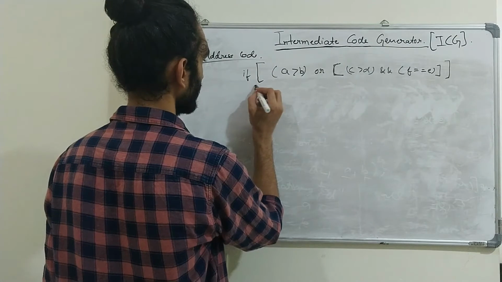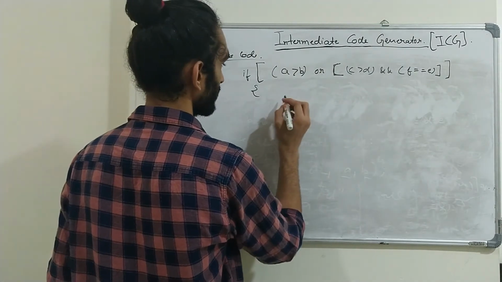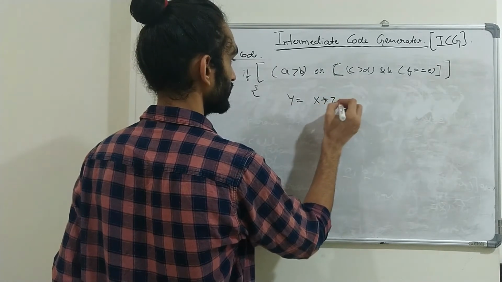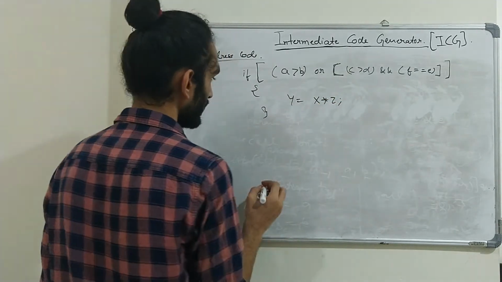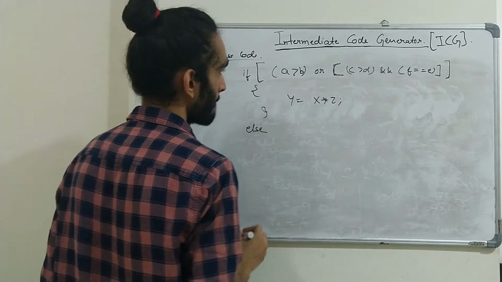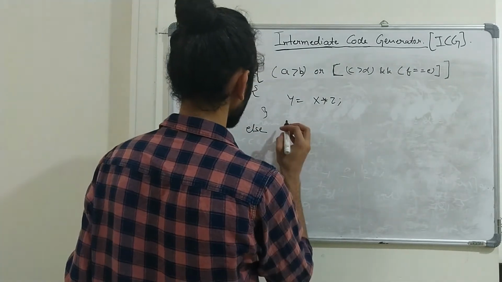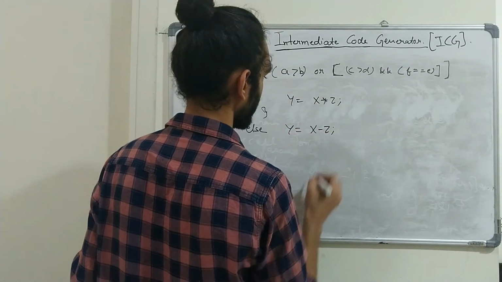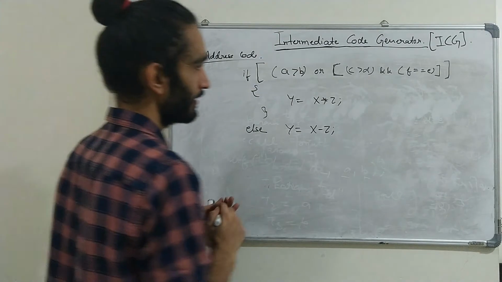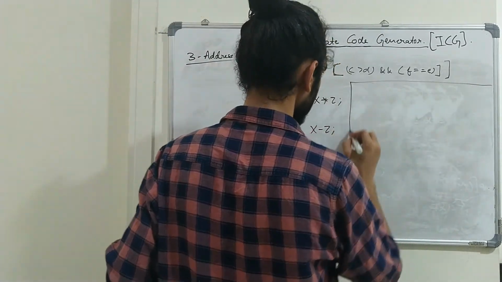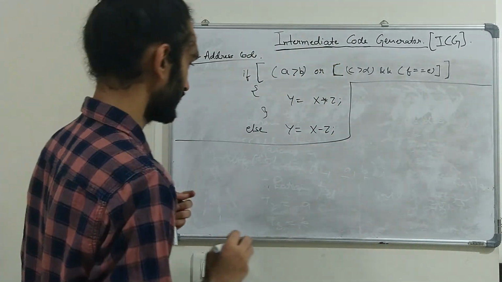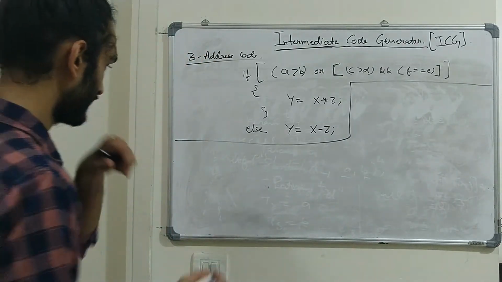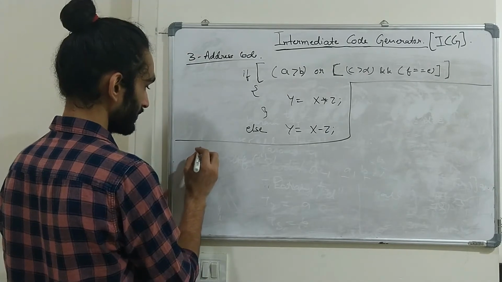So if this is going to be true, then I'm going to have some expression, say y equals to x into z, right? Else what I'm going to have is say y equals to x minus z, right? So if I want to write a 3 address code for this, how are you going to write the 3 address code?